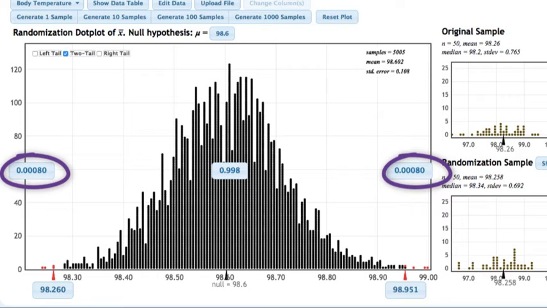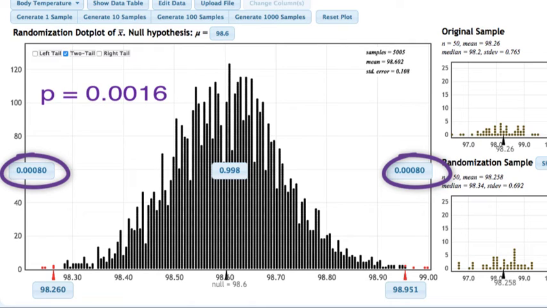So 0.00080 plus 0.00080 gives us a p-value of 0.0016. This is a small p-value.